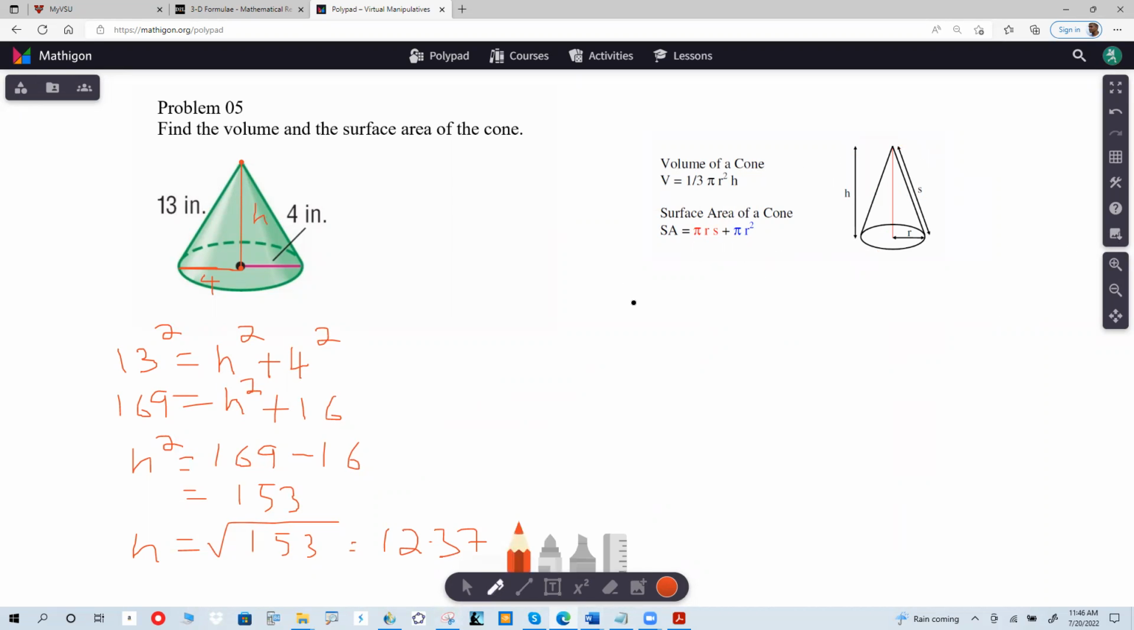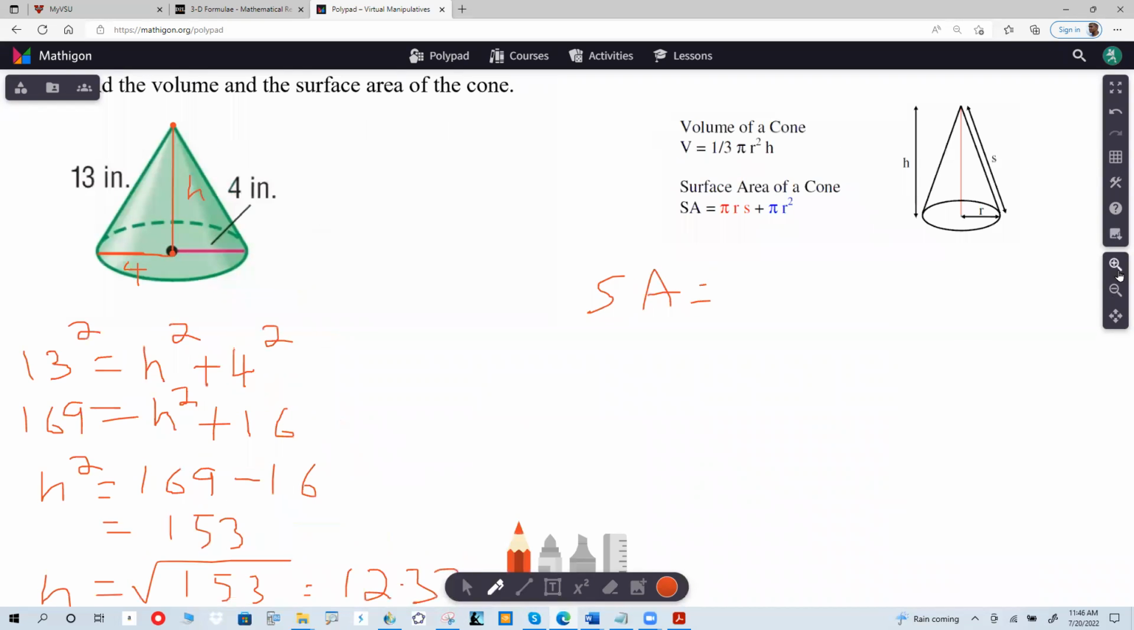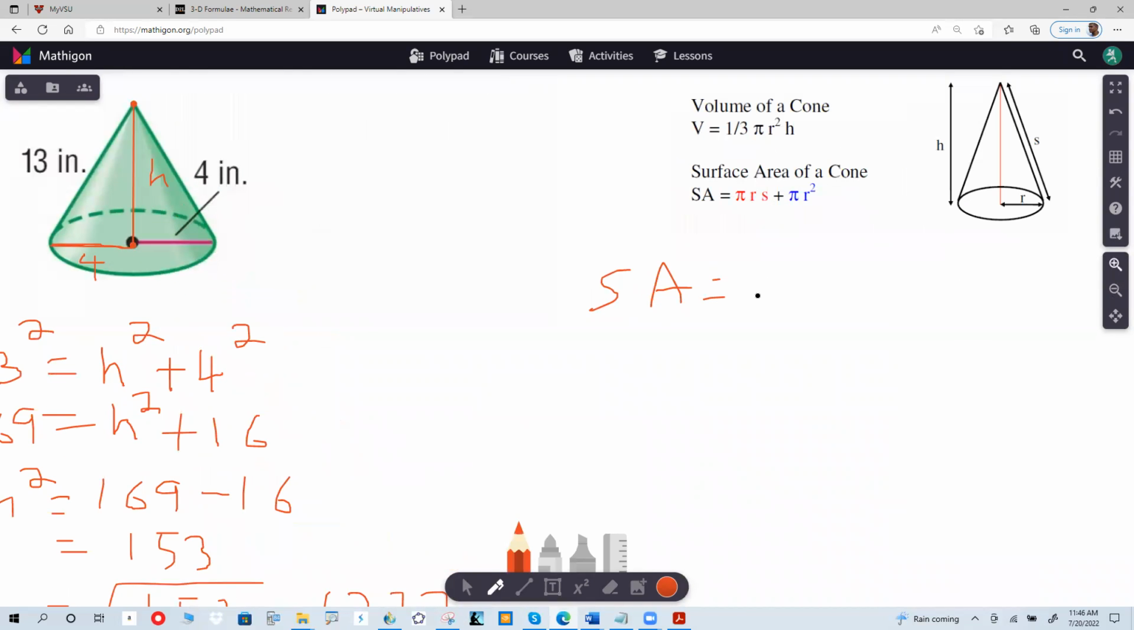So to find the surface area, it's actually not that bad. I don't need h. Okay, there is no h in this formula. It's pi rs, let me make it a little bigger for you guys, pi rs plus pi r square. Pi, r is 4, s is 13, pi r square. I just copied the formula. Pi is pi, r is 4, s is 13, plus pi 4 square.